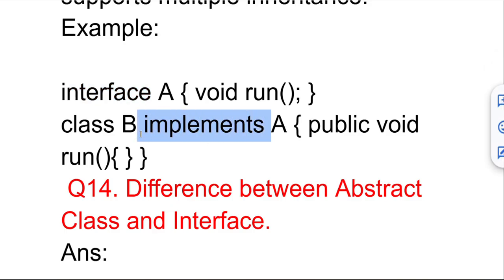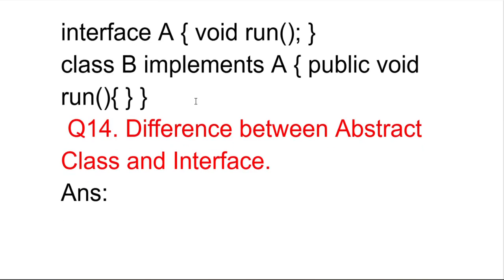Class B implements A. We use the implements keyword with interfaces. So class B is a child class and A is the parent. It implements this interface.